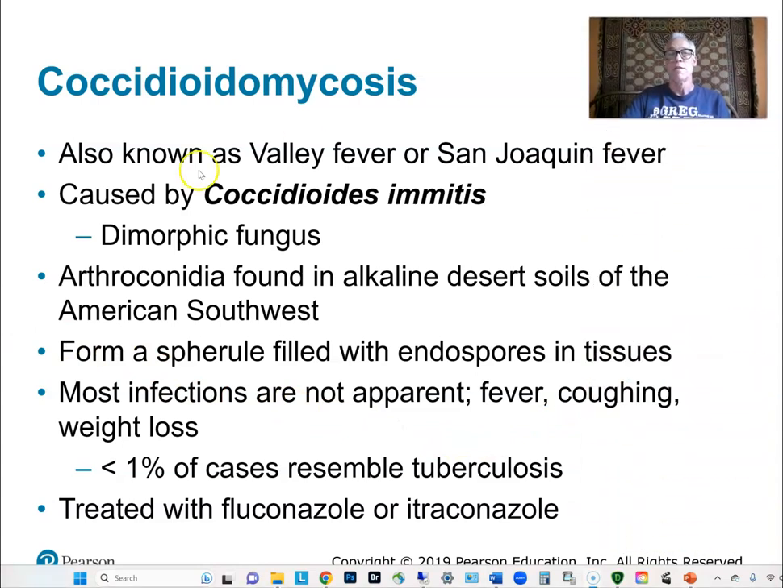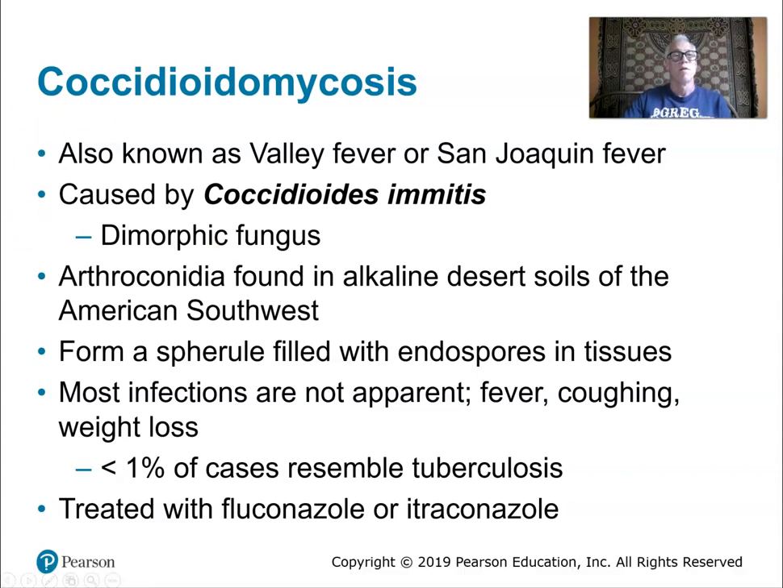A second one that can cause systemic disease occasionally in healthy people is coccidioidomycosis, caused by Coccidioides immitis. That's another dimorphic fungus. It's known as valley fever or San Joaquin fever because it originates in the San Joaquin Valley in California, where a tremendous amount of produce is produced for the country. Huge produce farms there in that rich valley among the mountains. Arthroconidia are found in alkaline desert soils of the American Southwest. It forms a spherule with endospores that form in tissues.